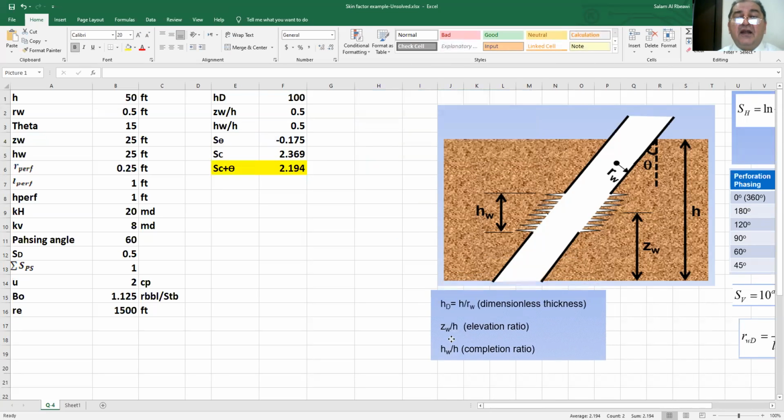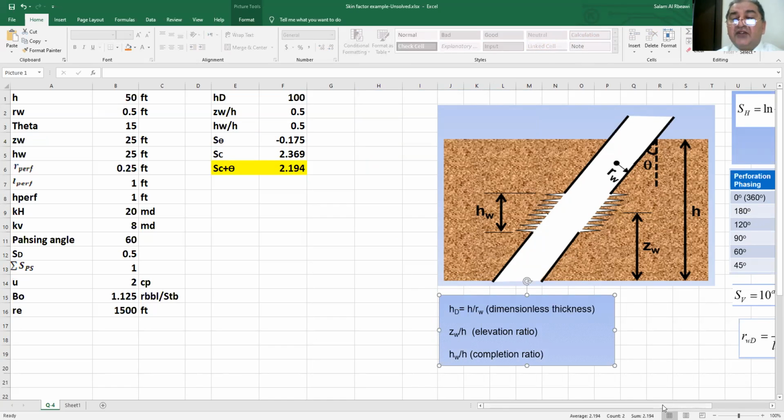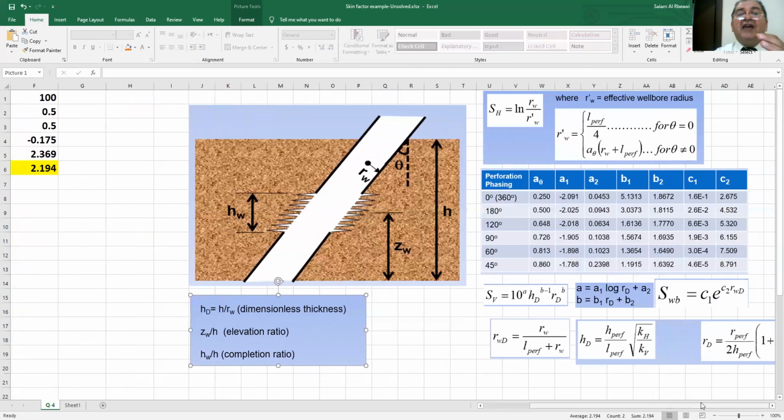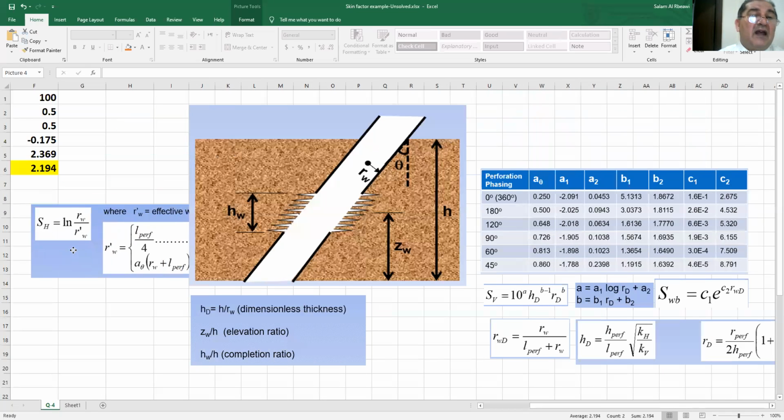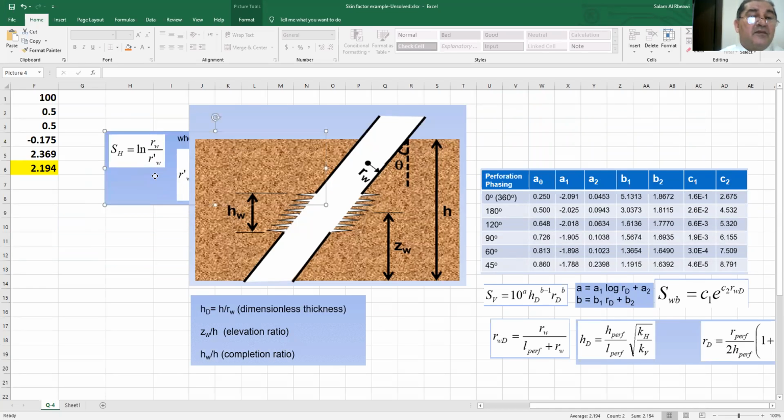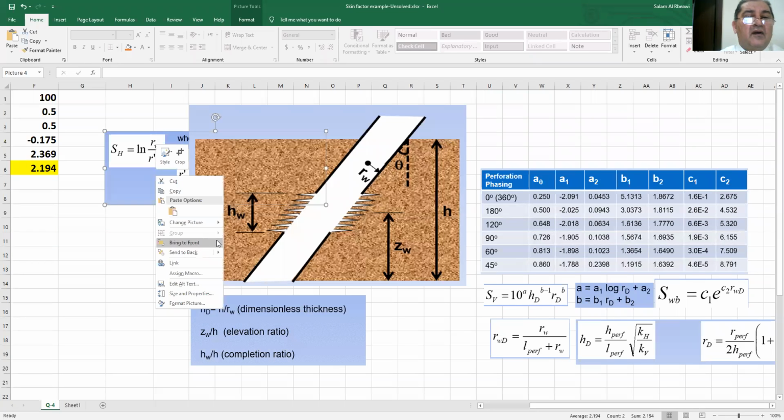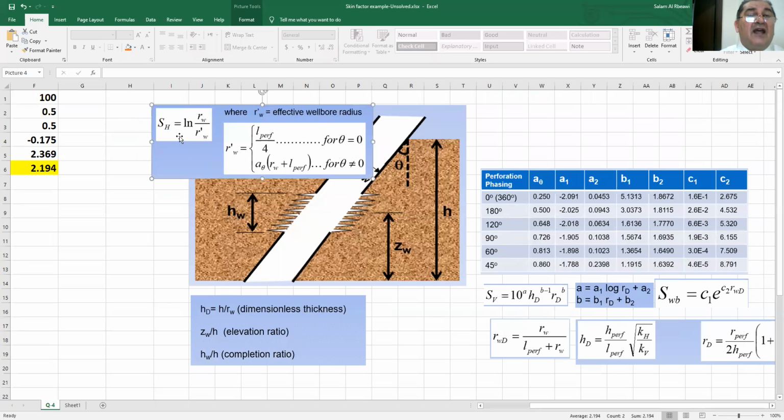What is S sub P? S sub P comes from S sub H, S sub V, S sub WB. So I need to calculate S sub H. To calculate S sub H, I need RW dash. To calculate RW dash, I need to know how much is A theta. A theta is taken from where? The phase angle, taken from the table given to you.